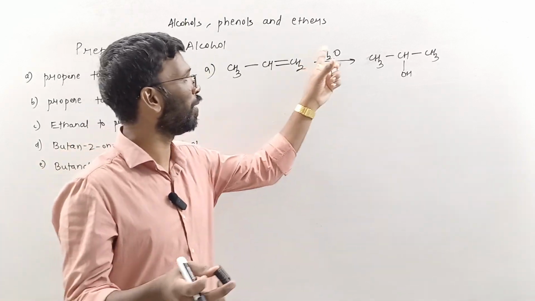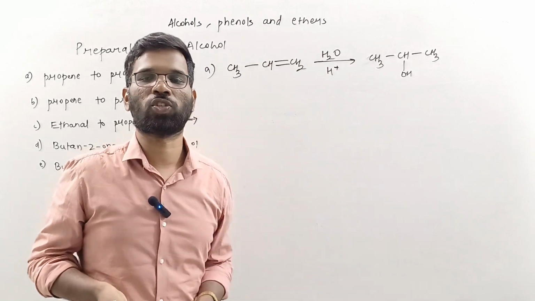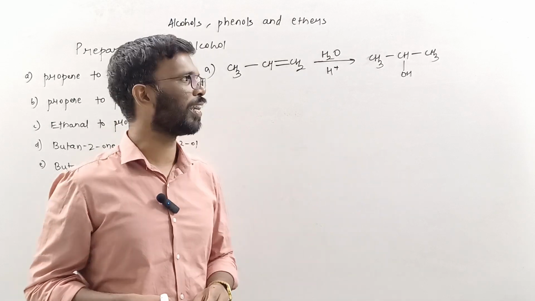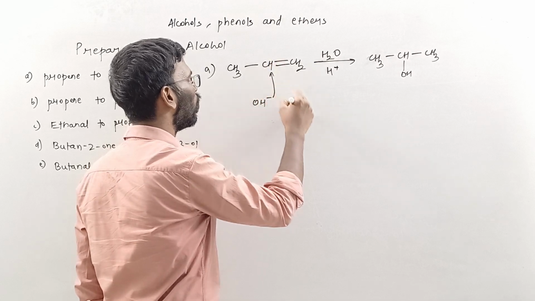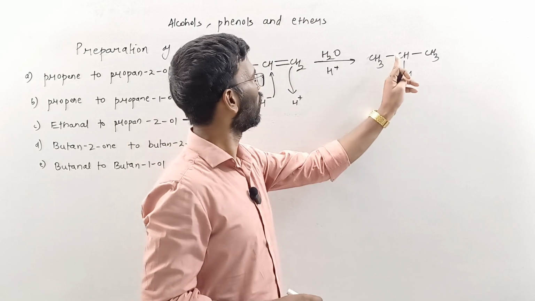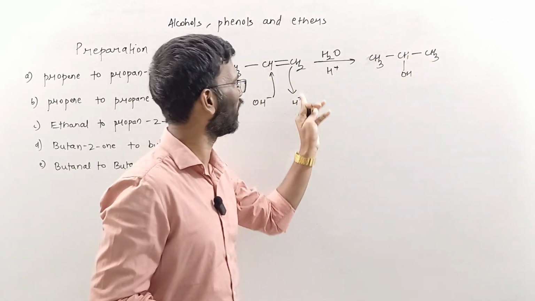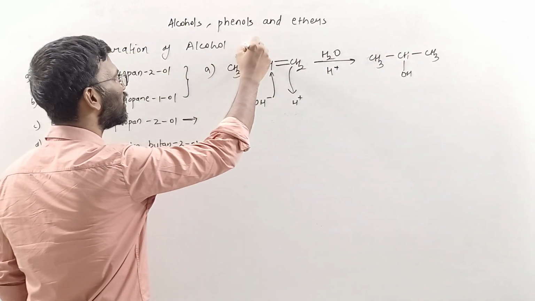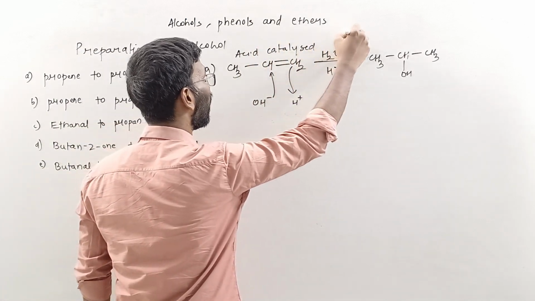In the exam it may also be written H2O, and instead of writing H plus, they may write H2SO4, HCl, HNO3, this kind of thing. It means you have to understand that it is acid catalyzed hydration. Hydration means what? OH minus is added over here and H plus is added over here, right? So this OH is getting connected over here, this CH2 is getting converted to CH3 and the double bond goes. That is what hydration is. And this reaction is acid catalyzed hydration.